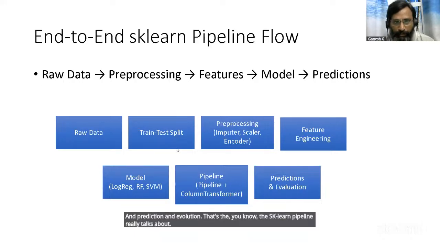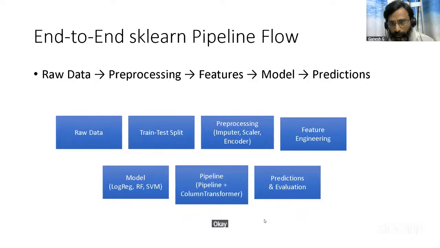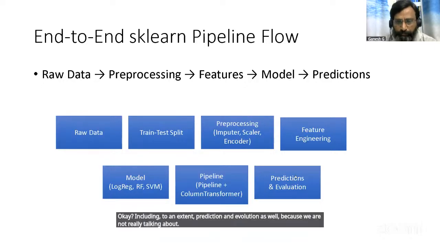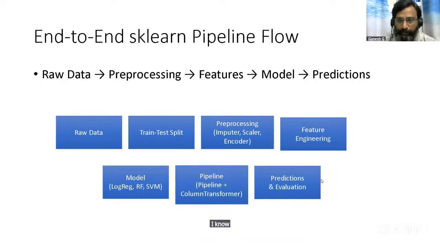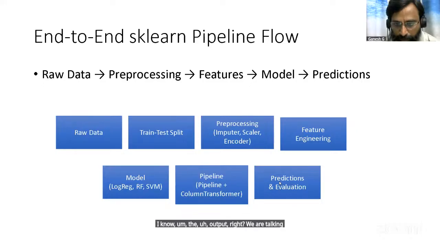Okay, see, the encapsulation of machine learning has been converted into these five different stages that we have, including, to an extent, prediction and evaluation as well, because we are not really talking about the output, we are talking about the predictions as such, right?